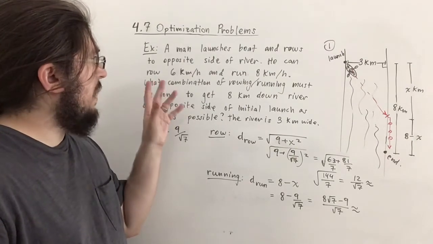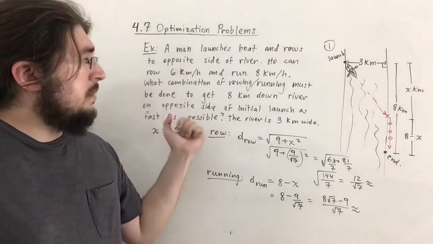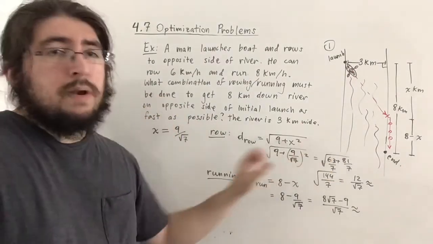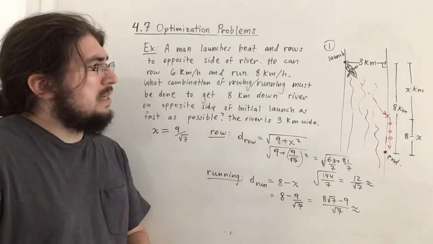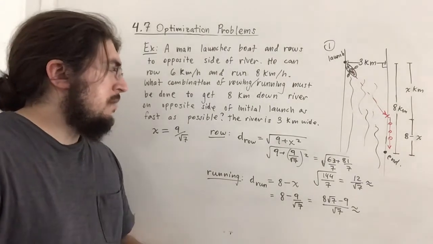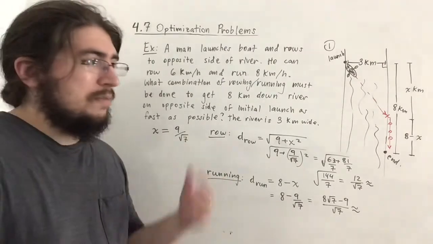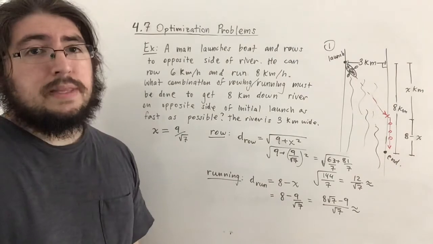Let me just make sure I have things written correctly. So it says, what combination of rowing or running must be done to minimize time? So we want to figure out how much distance he'll be rowing, how much distance he'll be running. Or we can interpret that to be how long he will be rowing or running for, but I'm interpreting it as distance. So that's my interpretation of the way it's worded. So let me use my calculator now to approximate these.